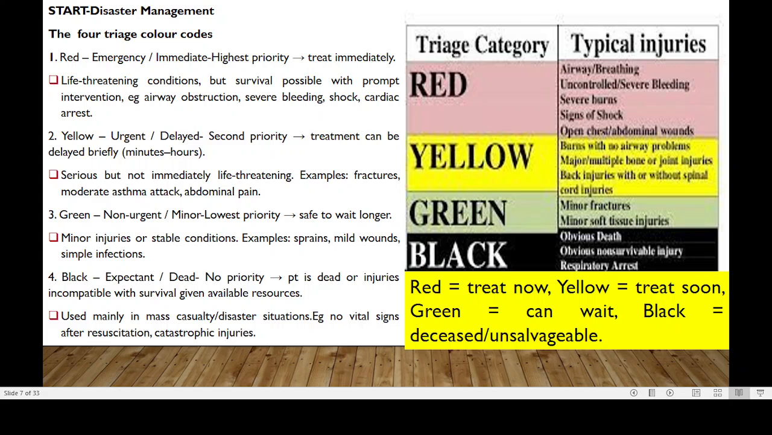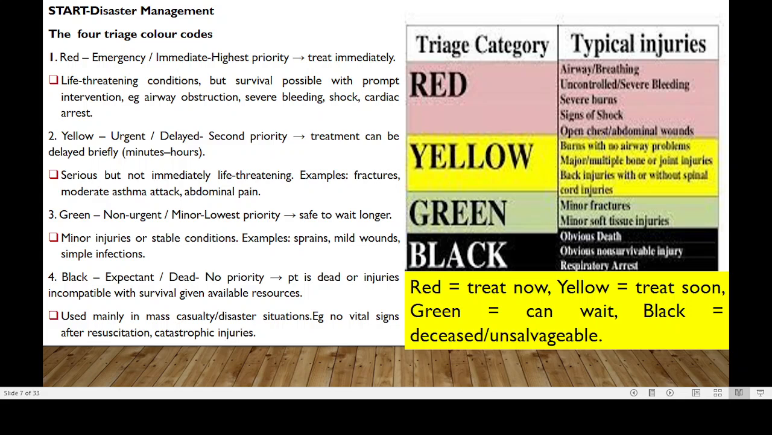The second level is yellow, which is urgent, and this one is delayed. It will be attended to after you are done with level 1. So it is the second priority. Treatment can be delayed briefly, between some minutes to hours. So patients with no airway problems, major and multiple bone and joint injuries, back injuries with or without spinal cord injuries. So yellow, they need to be treated soon after you have treated the red coded group.